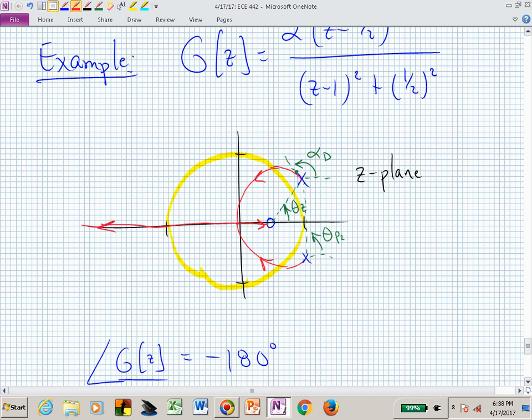Why do we know that? What's our pole zero excess? 1. What's the asymptote angle? The fundamental is always 180 divided by the pole zero excess. So 180 divided by 1 is a hard calculation. It's 180. So we have one asymptote, and it's going off to minus 180.